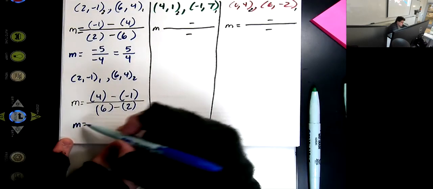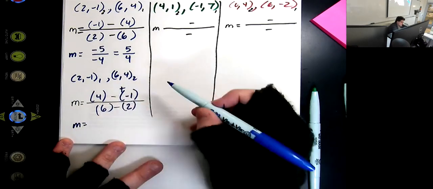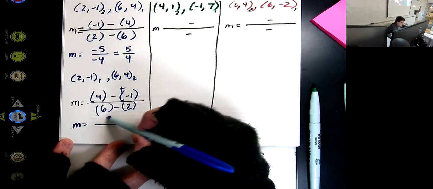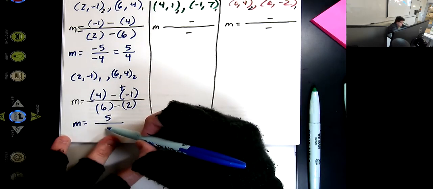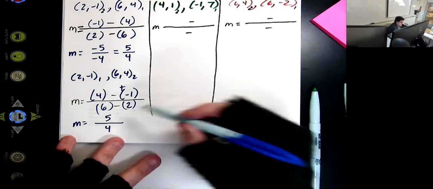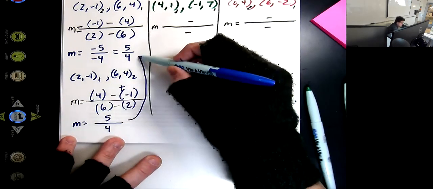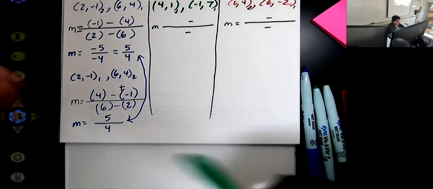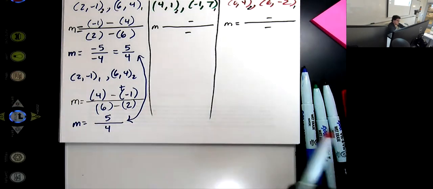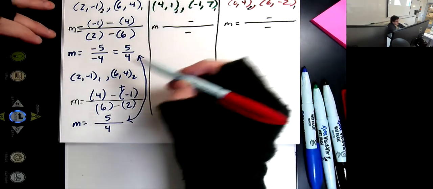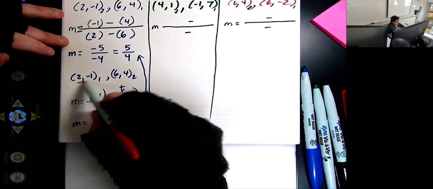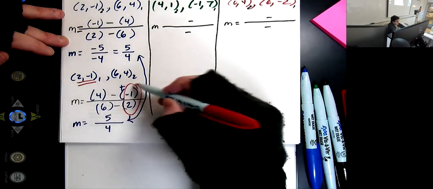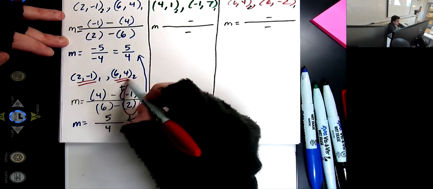And here I get 4 minus -1 turns into a plus. 4 plus 1 is 5. And 6 minus 2 is 4. So notice they're the same. It doesn't matter which order you do them, but the values have to go together. 2, -1 is that set. 6, 4 is that set. They gotta be above each other.